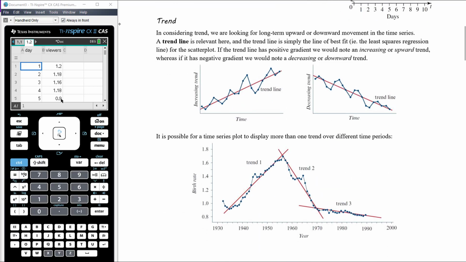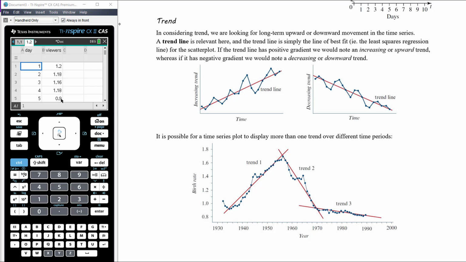A couple of things we're looking for when we're looking at our time series plot. The first thing we're looking for is trend. In considering the trend, we're looking for long-term upward or downward movement in the time series. Obviously it'll go up and down, there'll be fluctuations and all sorts of things. But over time, is the time series plot going up, or going down? A trend line is relevant here, and the trend line is just the line of best fit, which is just the least squares regression line for the data.